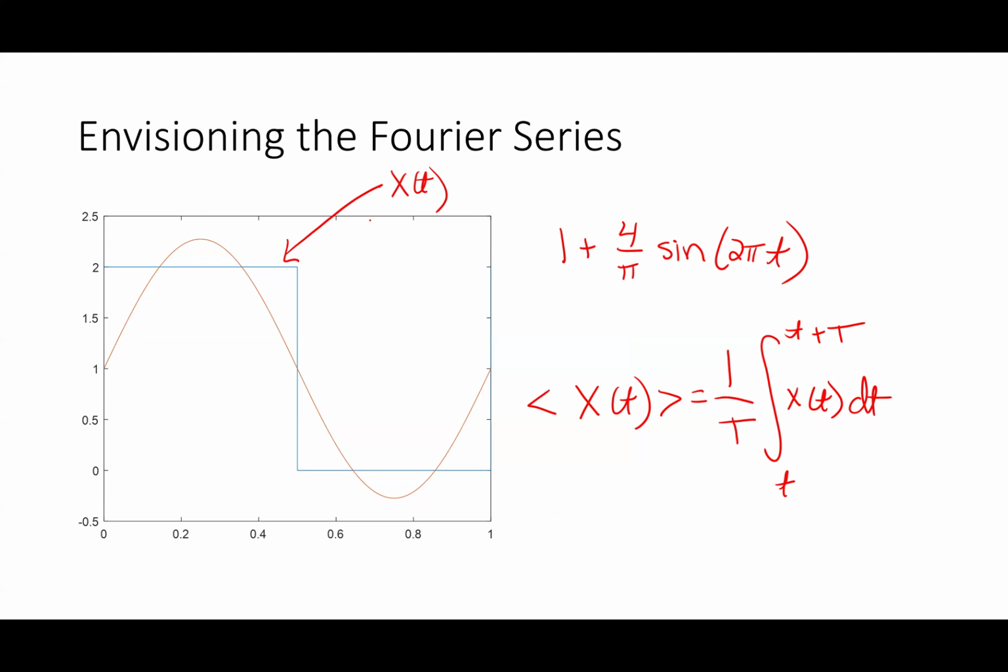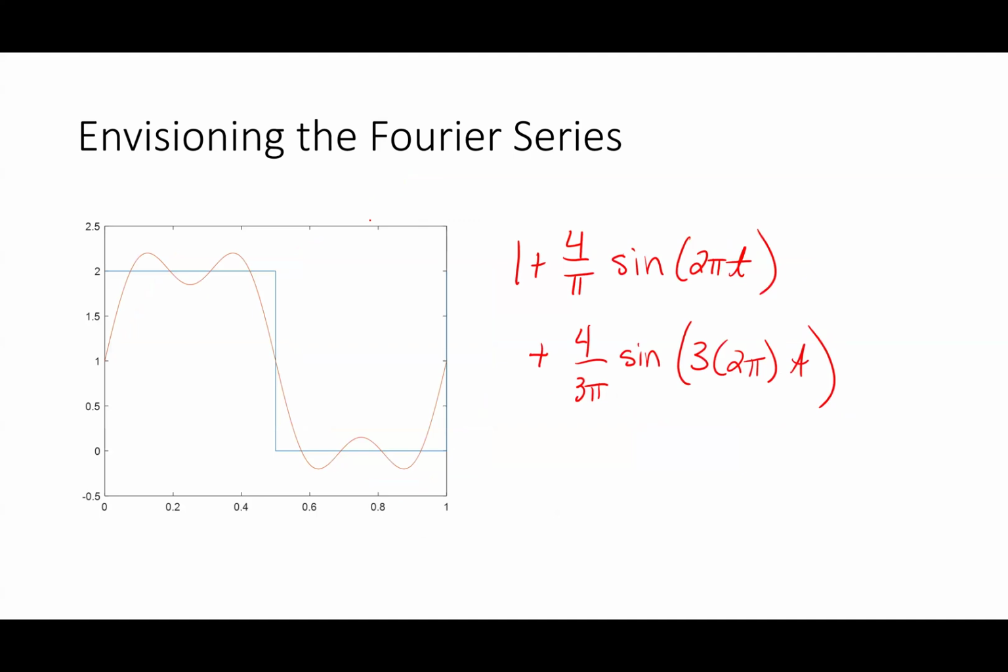So if this guy has a frequency of 2 pi, the third harmonic would have a frequency of 3 times 2 pi. And the second harmonic would be 2 times 2 pi. And the fourth harmonic would be 4 times 2 pi. And the fifth harmonic would be 5 times 2 pi, right? So what I did was I said, all right, let me add to this guy a special amount of third harmonic. Doing that led to this picture. So he's getting a little bit closer now.